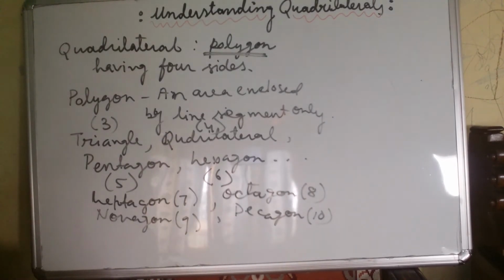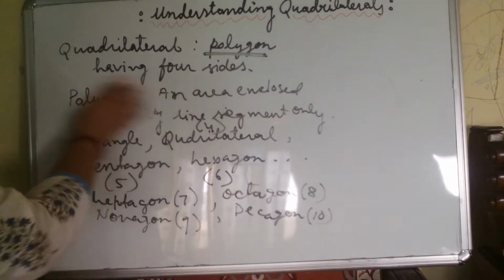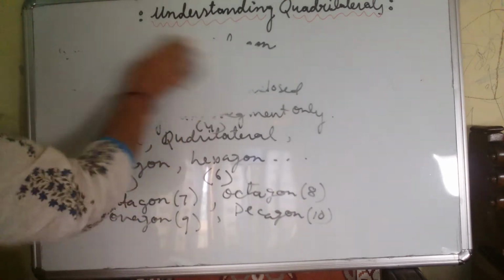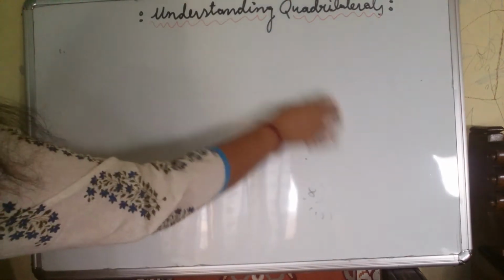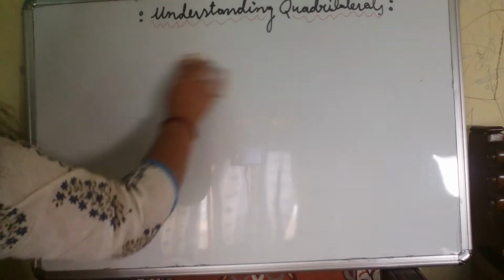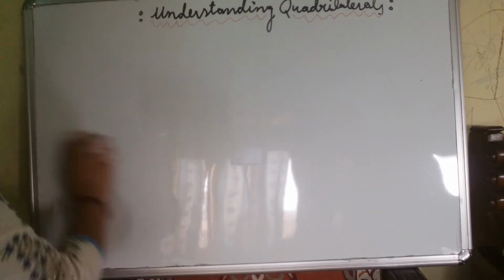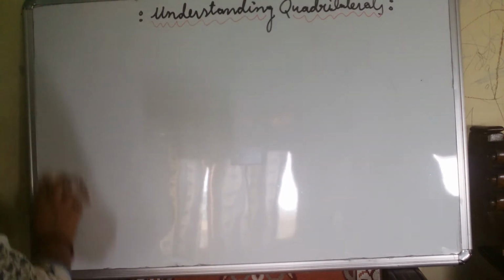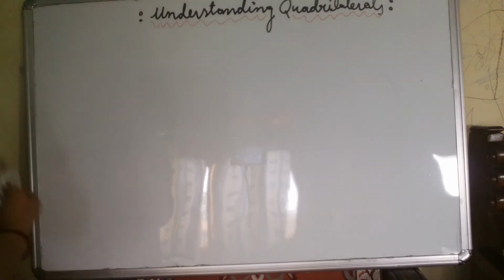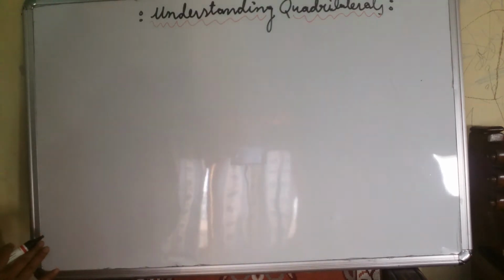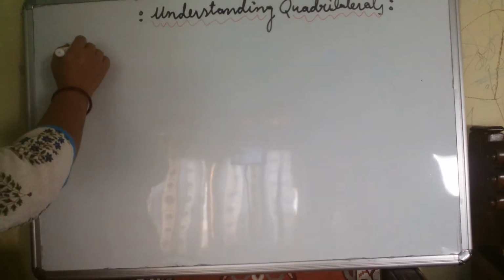Okay. Now, next is different elements of polygon. One is sides, another is angle. Now, if we are talking about a triangle, it will have 3 angles. If we are talking about a quadrilateral, it will have 4 angles. That means the number of sides it will have, that many angles it will have.